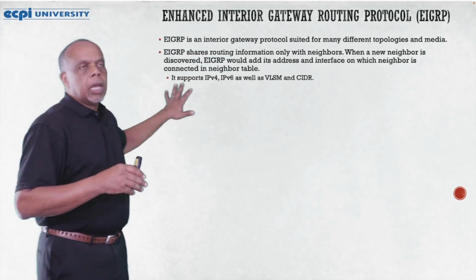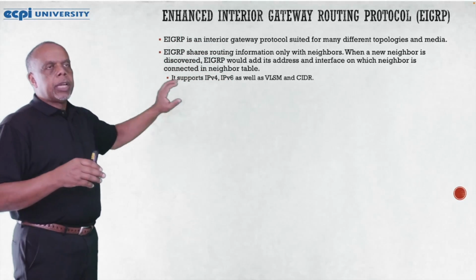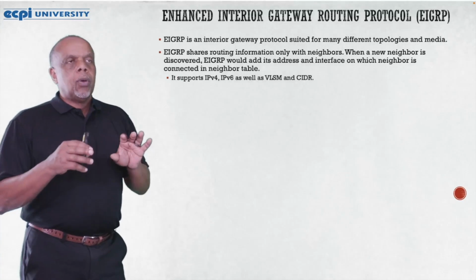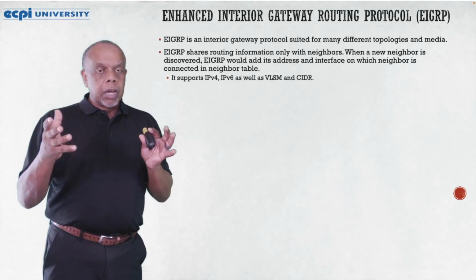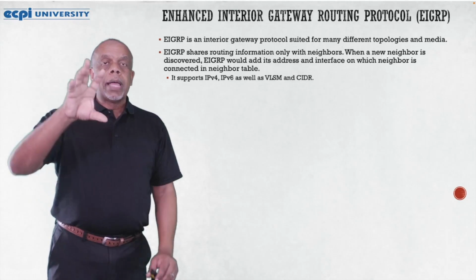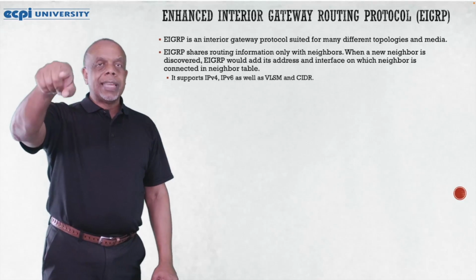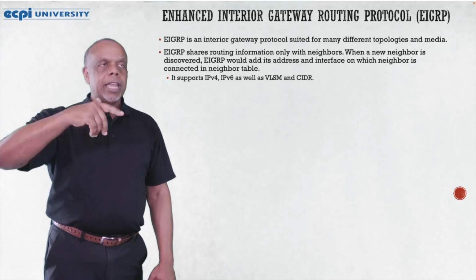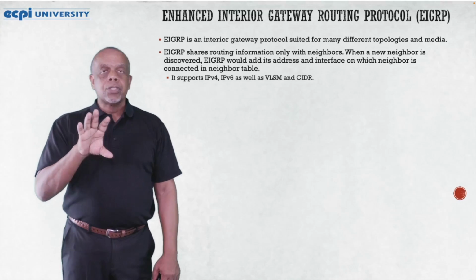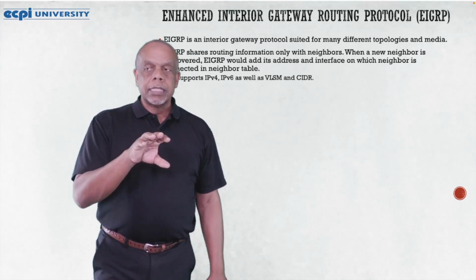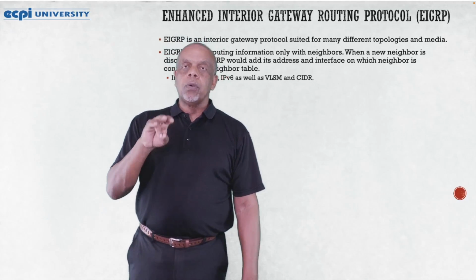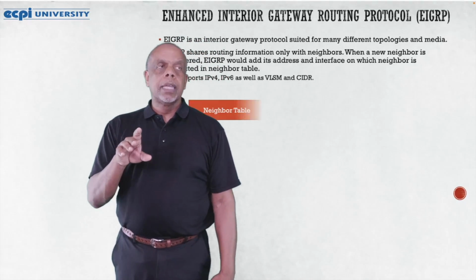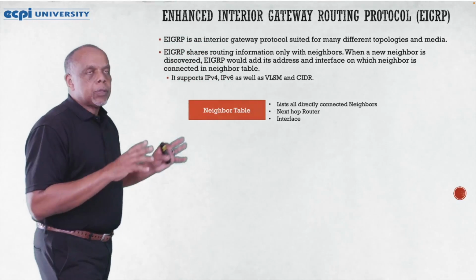So what EIGRP does is share routing information with its neighbor routers. When a new neighbor is discovered, EIGRP automatically reaches out and learns the database that's in its neighbor routers. The great thing about EIGRP is that it supports VLSM as well as CIDR, IPv4, and IPv6, okay? So what happens with EIGRP?